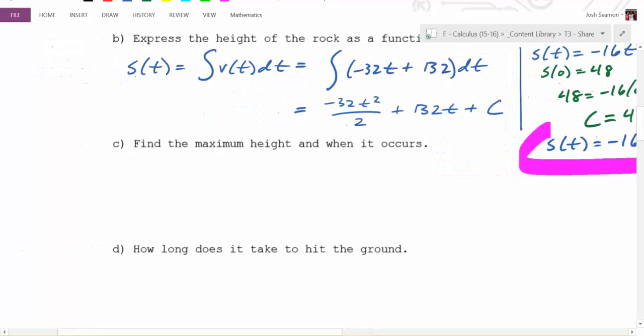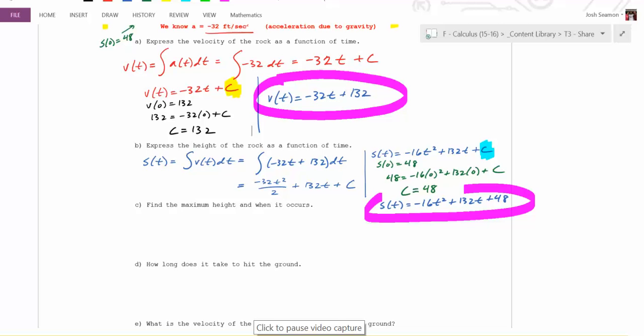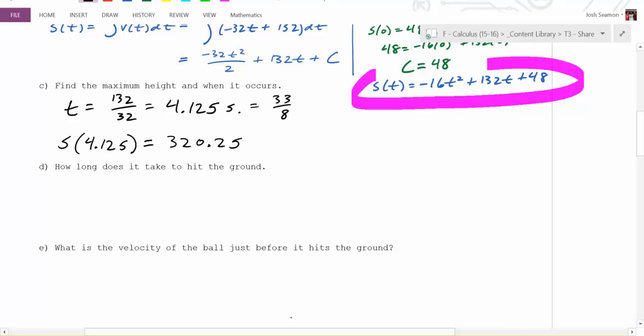So let's look at the next question. It says, find the maximum height and when it occurs. So this is what I'd like you to do now. Find a piece of the board, everybody. Now, how long does it take to hit the ground? Don't figure this out, just answer the question. What's going on when it hits the ground? What's going on with the velocity? What's going on with the position?